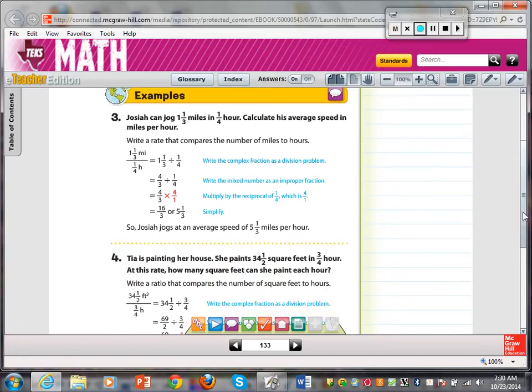Example number 3. Josiah can jog 1 1/3 miles in a quarter hour. Calculate his average speed in miles per hour. Write a rate that compares the number of miles to hours. So here they want to know how many miles in 1 hour. This part is the important part right here.